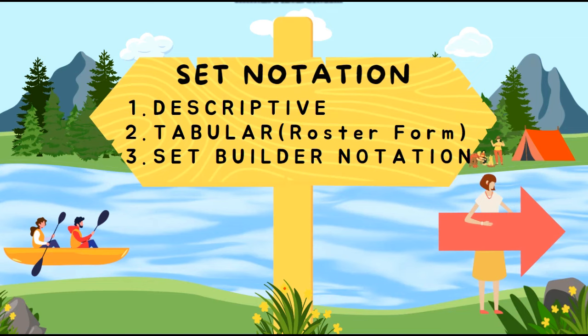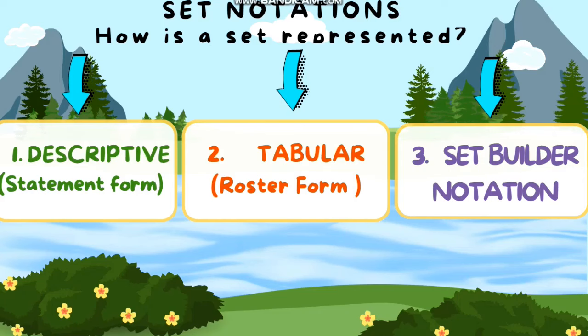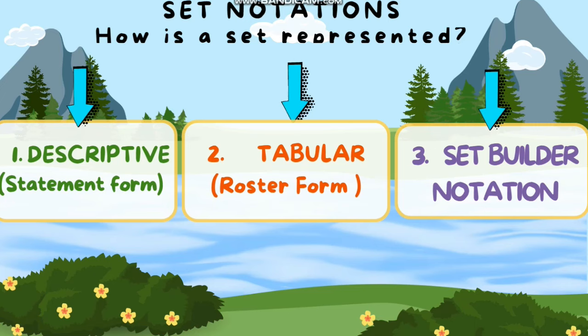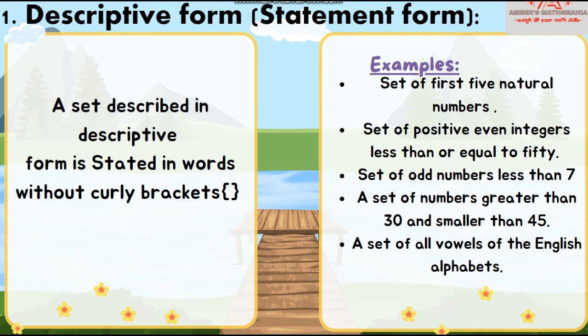Dear students, today the topic we are going to discuss is set notation, and we will discuss its three types. Number 1, descriptive form; number 2, tabular or roster form; number 3, set builder notation. Descriptive form is also called statement form, tabular form is also called roster form, and set builder notation is also called rule builder notation. Now what is descriptive form or statement form?